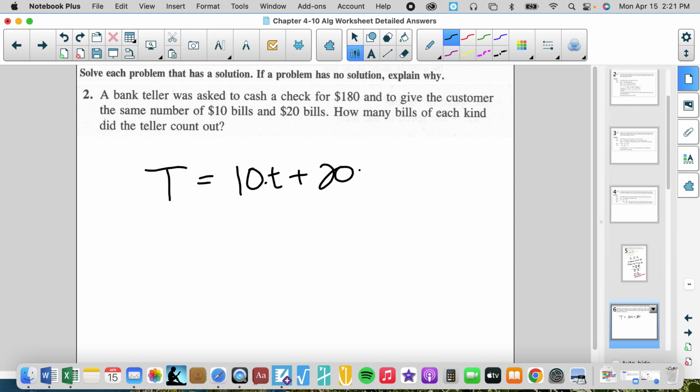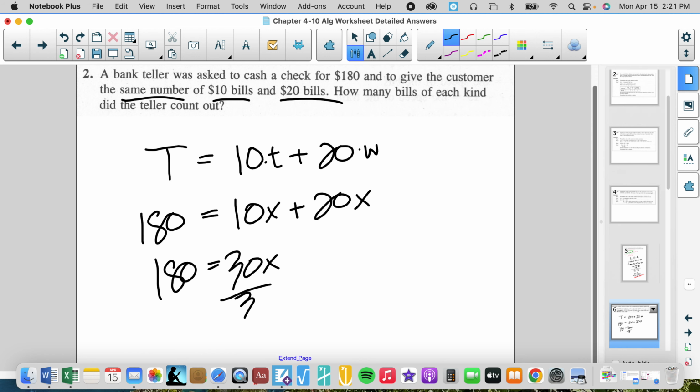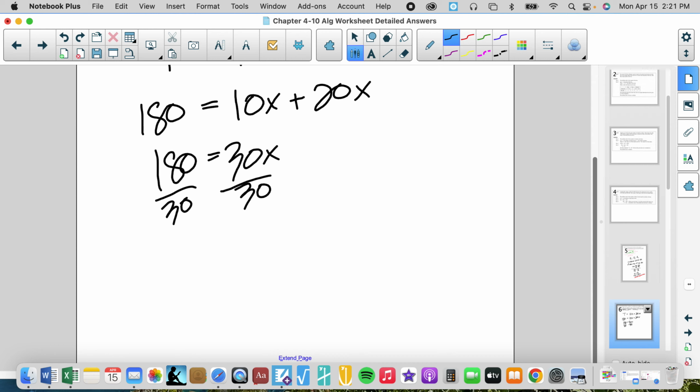So T for $10, W for $20 bill. And what do we know? We have the same number of $10 bills and $20 bills. So that's why I did 10x plus 20x equals the total, which was $180. So we have $180 equals 30x. Let's divide by 30, divide by 30, and we get 6 equals x.